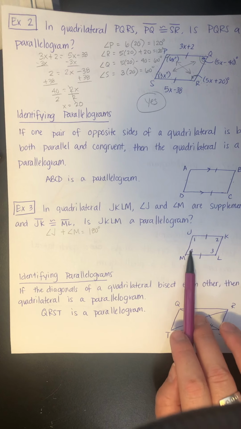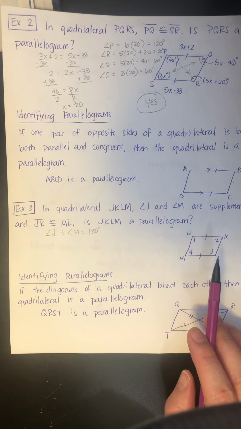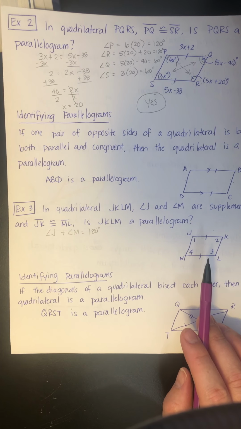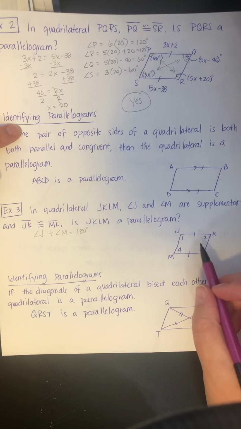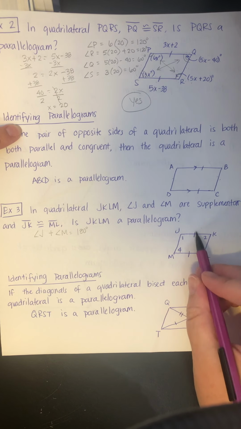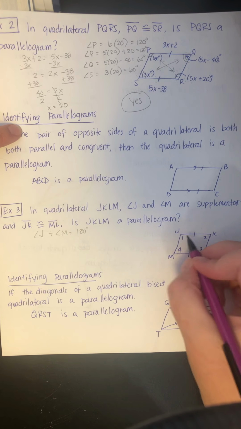Well, we don't know what angle 1 and angle 4 equal. It doesn't tell us. But because they're supplementary, you can use the same side interior angles theorem and say that JK and ML are parallel. They're congruent, and parallel, I'm sorry.